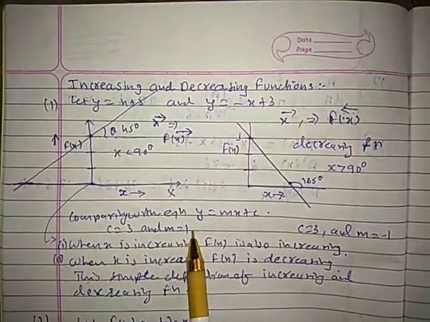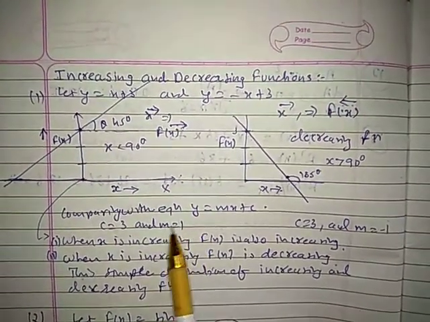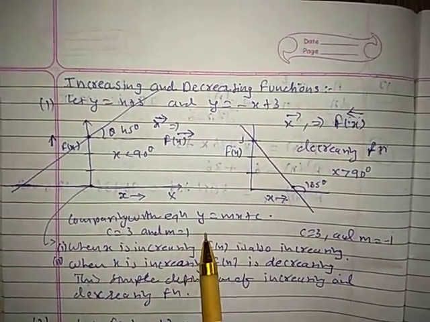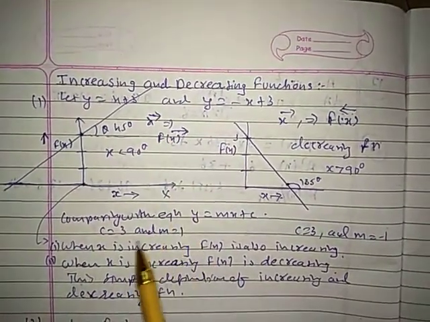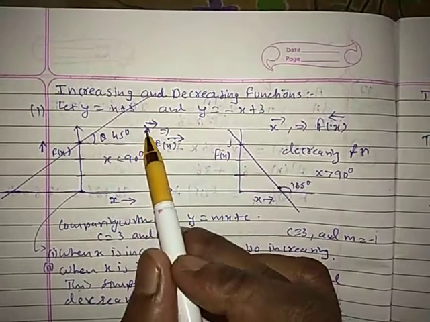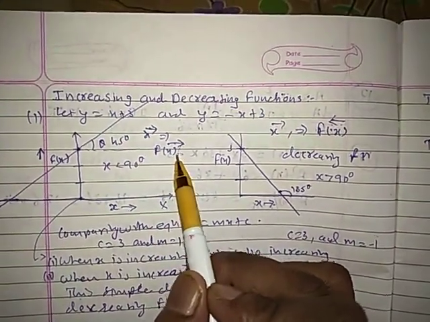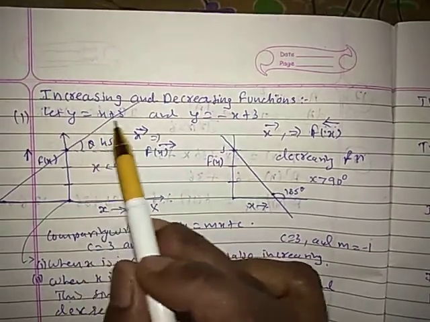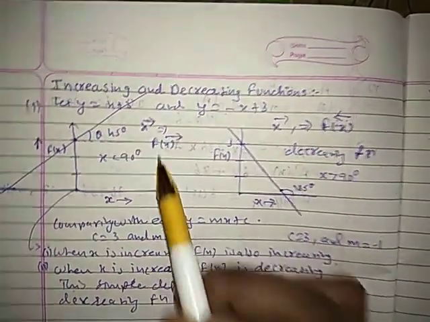So m is equal to 1 means slope is 1. When slope is 1, tan theta is equal to 1. At what degree is it 1? 45 degrees. So therefore it becomes 45 degree. So what is an increasing function? When x increases, f of x is also increasing. In this case, x is increasing, then f of x is also increasing.